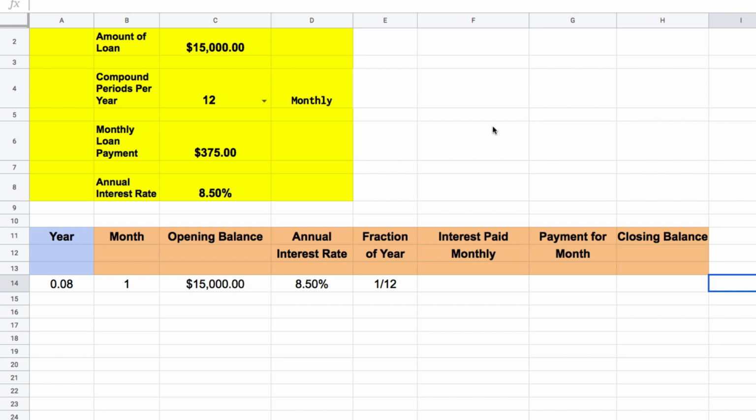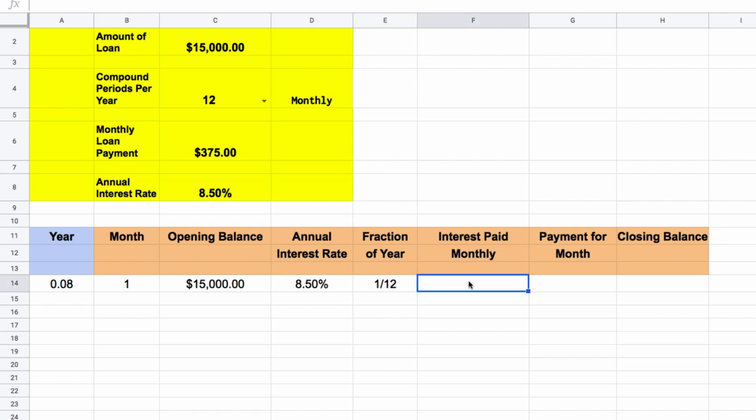So now let's set this calculation up on a spreadsheet. I've started the process here. I have my loan amount, I have my compounded monthly, my monthly payment, and my interest rate. And I have my chart set up as I did on paper.